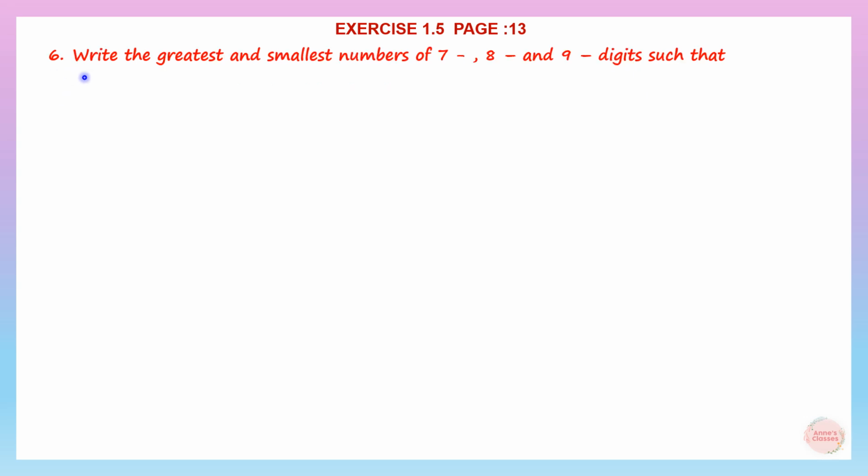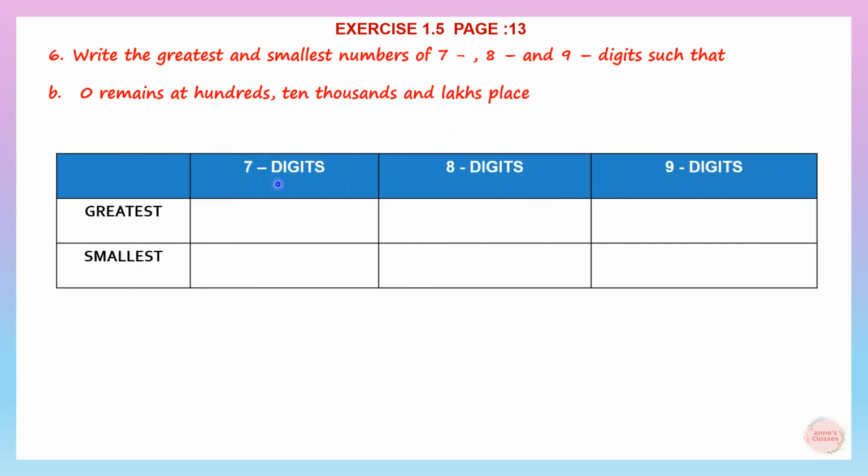So we are still with question 6. Now this time B. It is 0 remains at hundreds and 10,000s and the lakhs place. So let's write this table down. Now the greatest number of 7 digits is 7 nines. So 1, 2, 3, 4, 5, 6, 7. Now we have to follow these conditions. 0 remains at the hundreds place, the 10,000s place and the lakhs place.